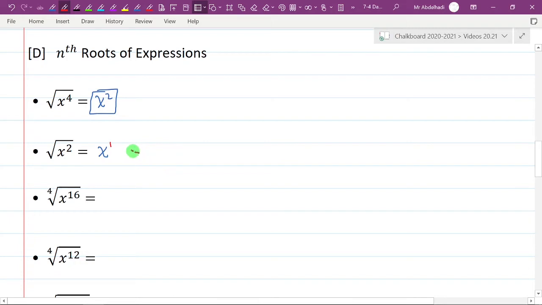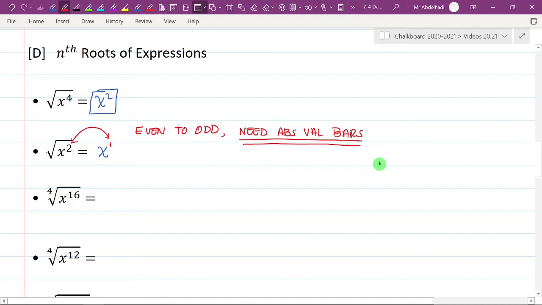So here's the thing. When you go from an even power, because 2 is an even number, to an odd power, because 1 is an odd number, when you go from an even power to an odd power, you need absolute value bars. Okay? And the reason why, I explained this earlier in the year, but I'll just run through it again, is because you don't know what sign x is. X could be a positive 3, it could be a negative 3, it could be a positive 5, it could be a negative 5. And if x is a negative number, when you square it, it's going to look positive. So x squared, no matter what, has to look positive because it's an even power.